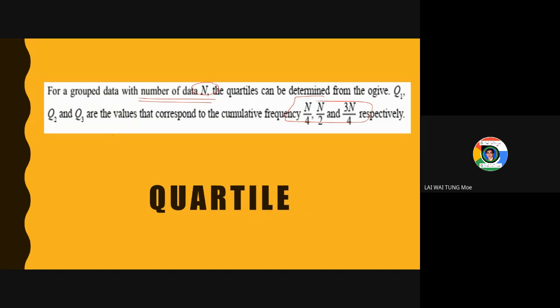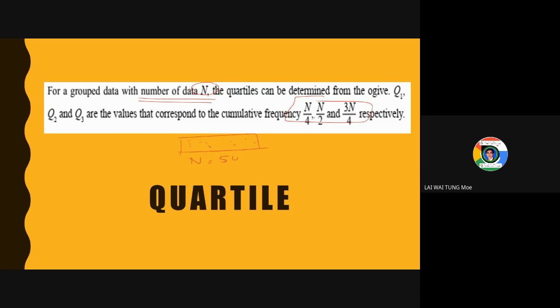Number of data means how many data you are recording. Normally the question will give you a table like this, with a lot of data. So the total of this data, let's say there are 50 data, means your n is 50.